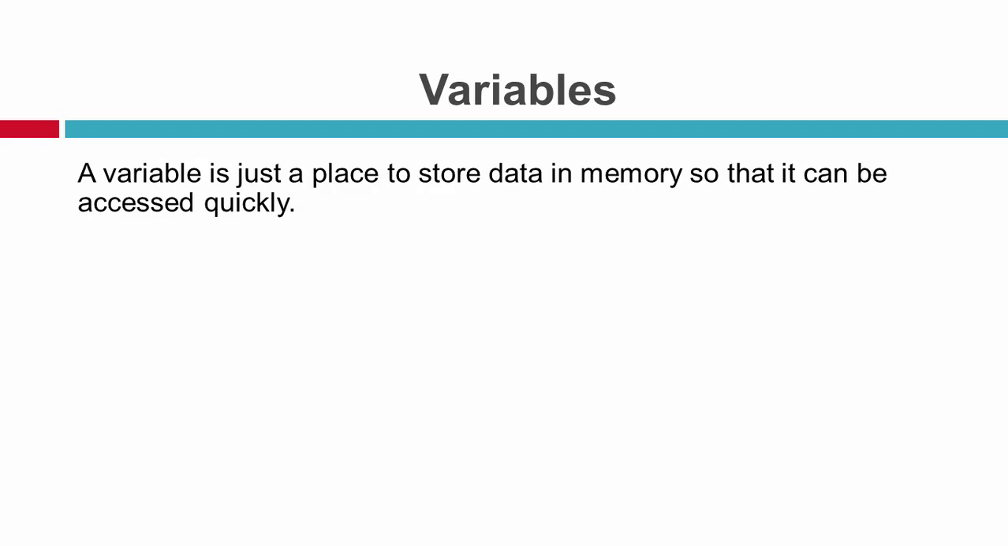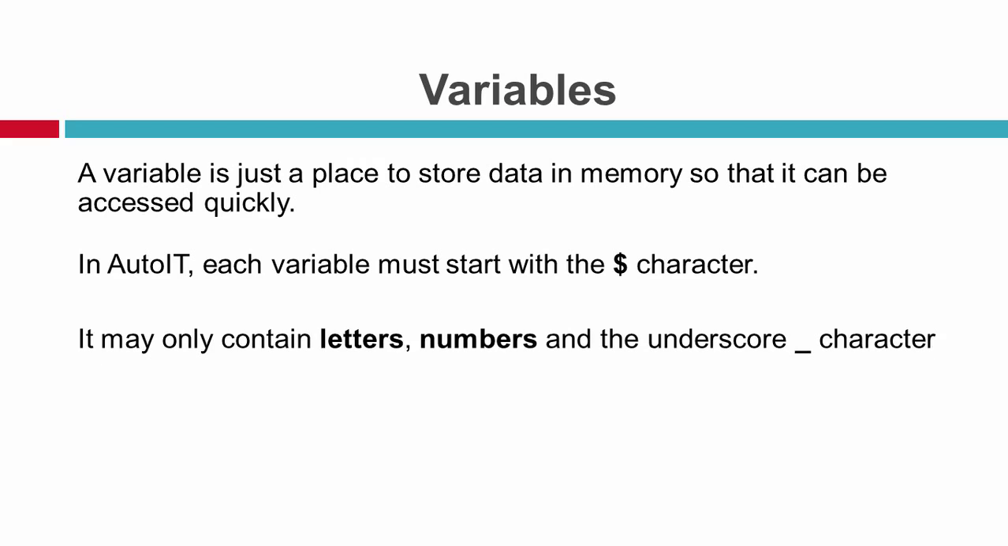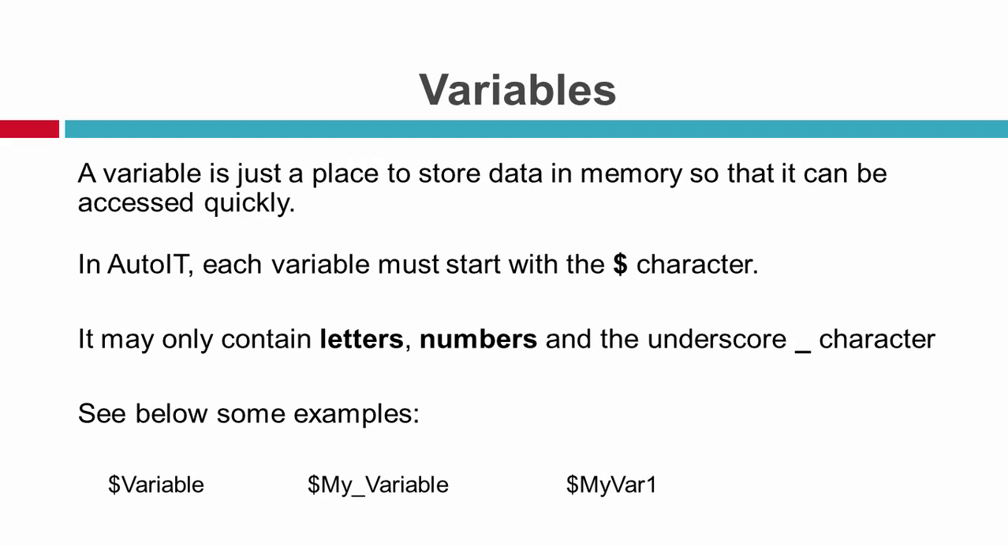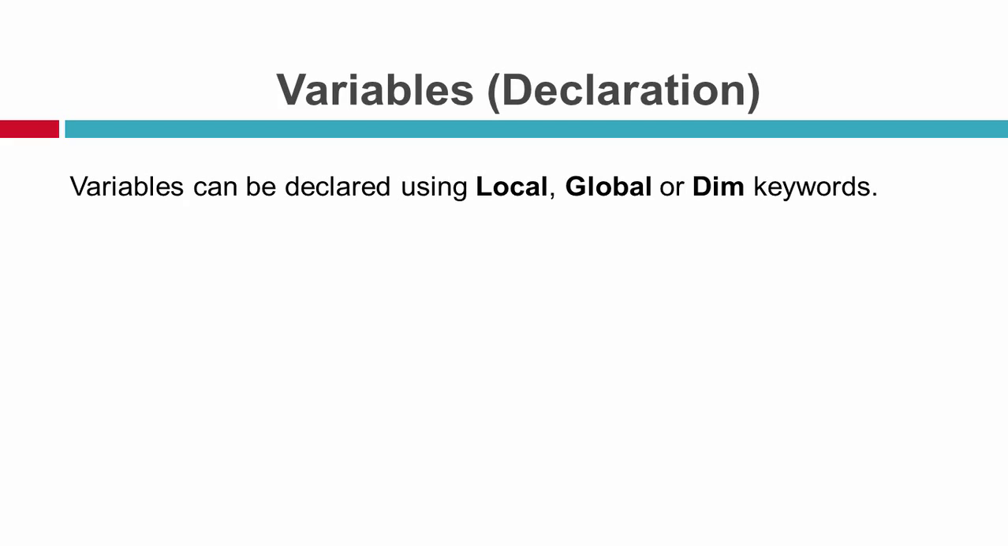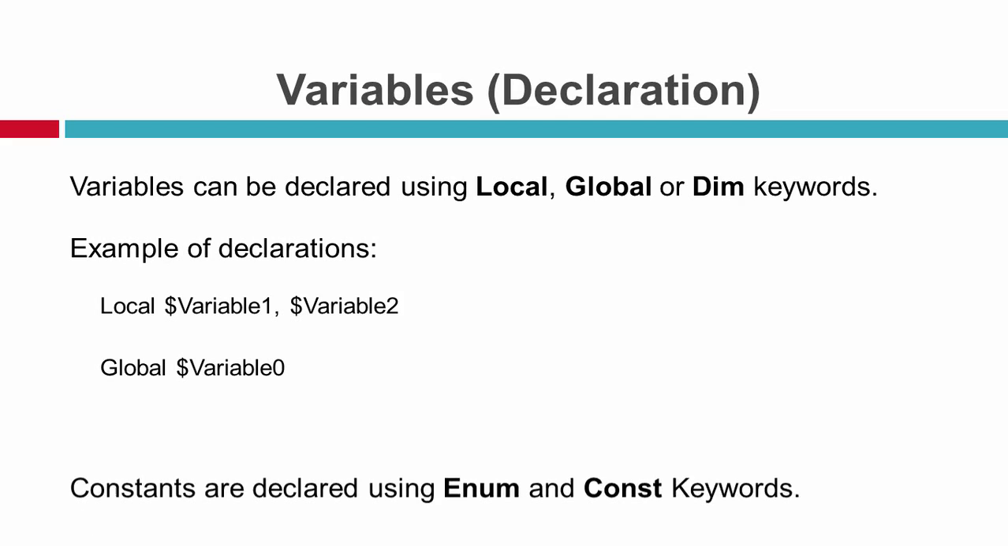Variables. A variable is just a place to store data in memory so that it can be accessed quickly. In AutoIT, each variable must start with the dollar character, and it may contain letters, numbers, and the underscore character. See below some examples: $variable, $my_variable, $my_var1. To declare a variable, we can use Local, Global, or Dim keywords. For example, Local $variable1 or $variable2, or Global $variable0.